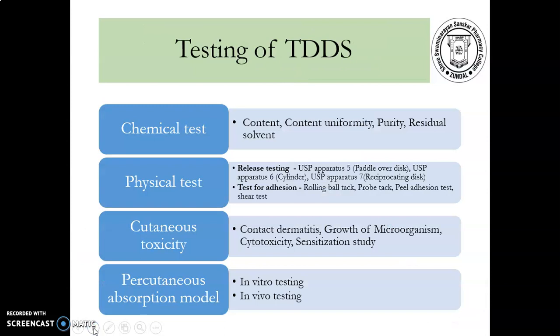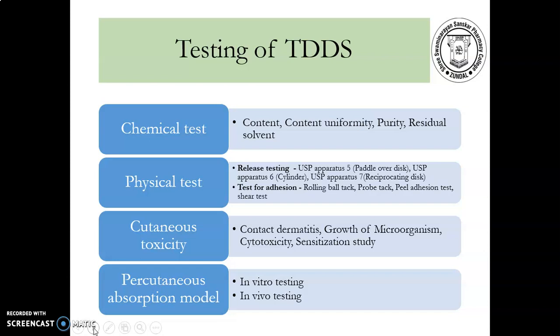And at last we will learn about the testing of transdermal drug delivery systems. This is an important part of the transdermal systems, so it includes different tests. First one is the chemical test, that includes the content of drug present in the patch, content uniformity, purity, and the residual solvent present in the transdermal patches.